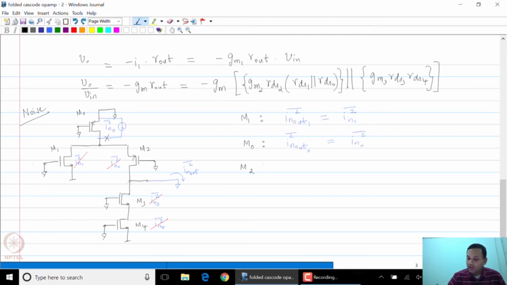What about M2? Noise from M2. So M2, remember, is the common gate structure. Normally you do not expect additional noise from M2, because as you might expect, the noise from the cascode does not make its way to the output. Let us confirm that this is indeed true by doing the following. So let us consider the noise from M2.